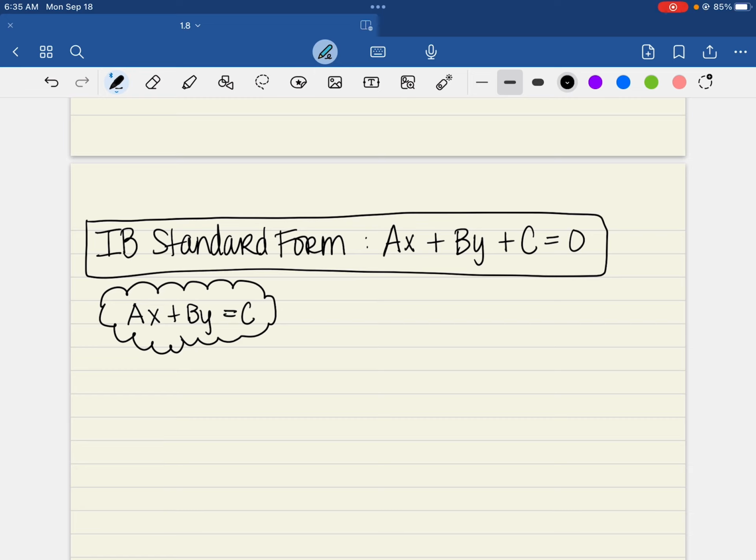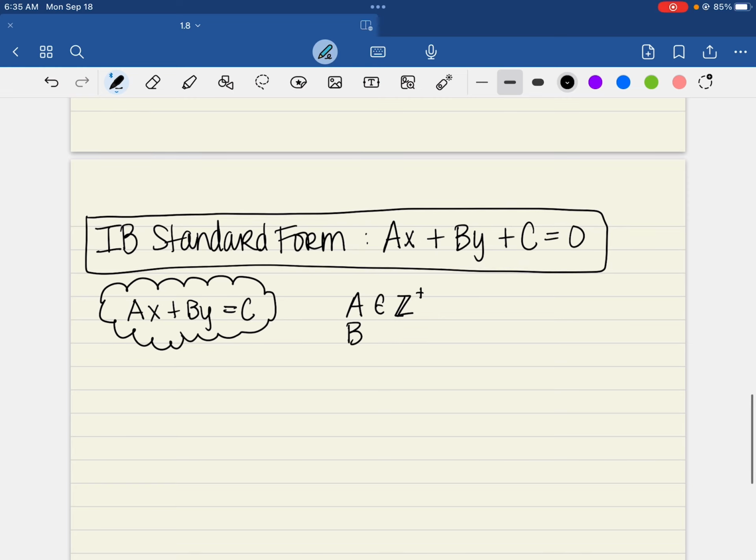Now, what are some rules about IB standard that we have to follow? Well, the rules for IB standard are that A is an element of the positive integers, B is an element of integers, and C is an element of integers. Now again, what I said up here is this must be a positive integer only.